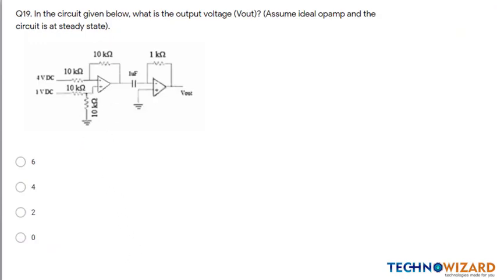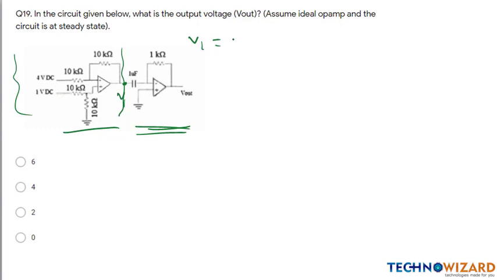Question number 19. This is also very important. In this circuit we have two op-amps. First is this, and second is a differentiator. First, I am finding the output voltage here, that is V1. We can find it by applying the superposition theorem in the op-amp circuit. Firstly, I am considering the inverting amplifier, then I will consider the non-inverting amplifier.